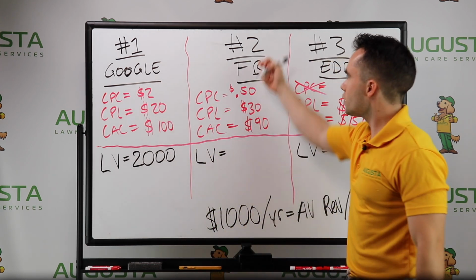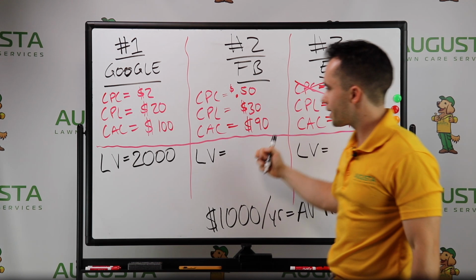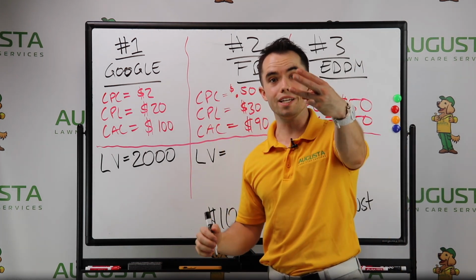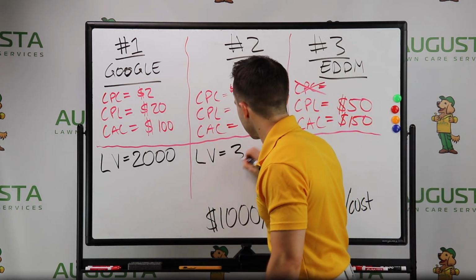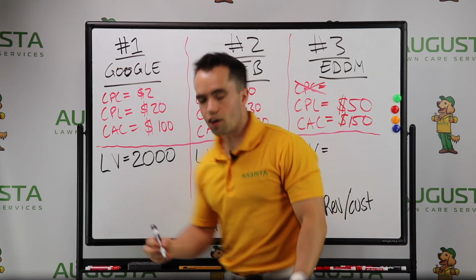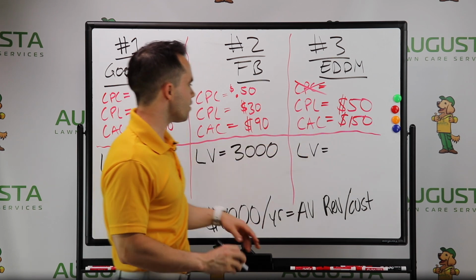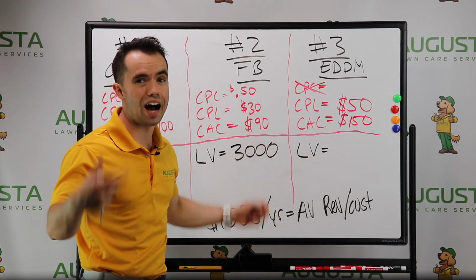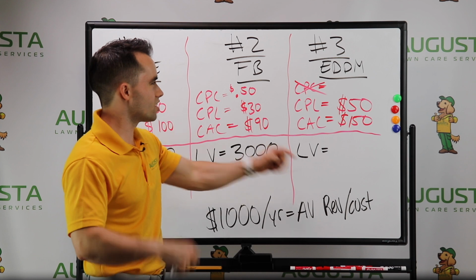Now, if we can also look at these customers that we got from Facebook and determine, hey, they actually stay with us for 3 years. Okay, great. Well, then $3,000 would actually be the lifetime value. Then over here, for our every door direct mail campaign, we figure, you know what, they actually stay with us for 5 or 6 years. Let's say 6 years, they're staying with us on average.